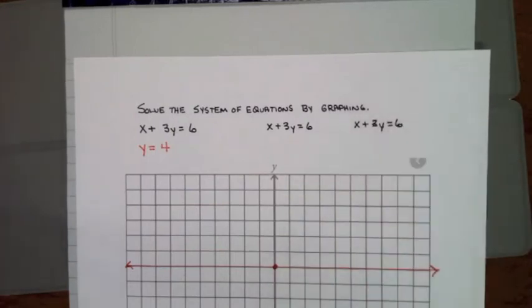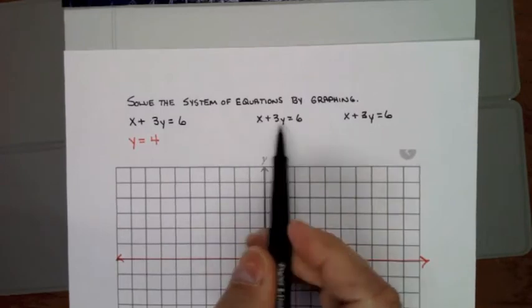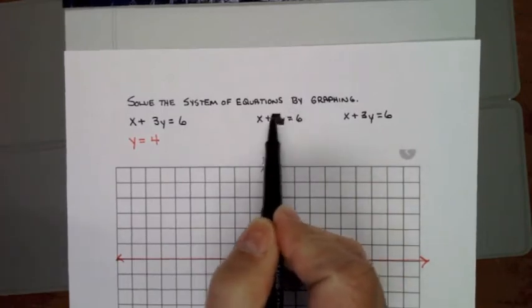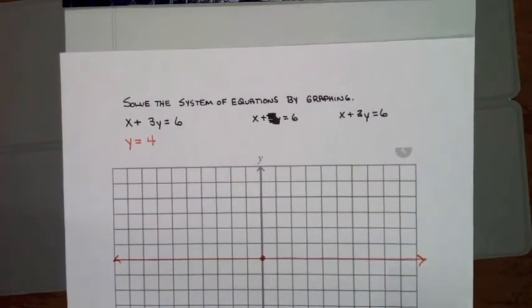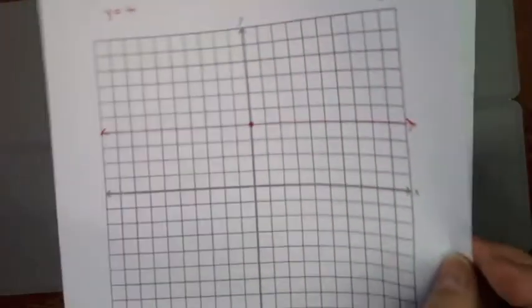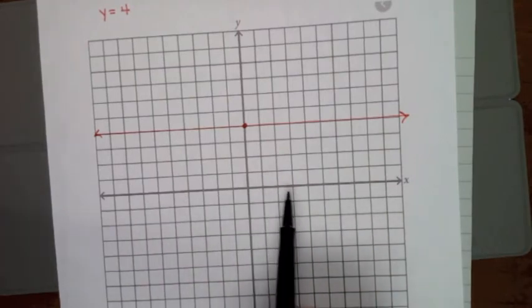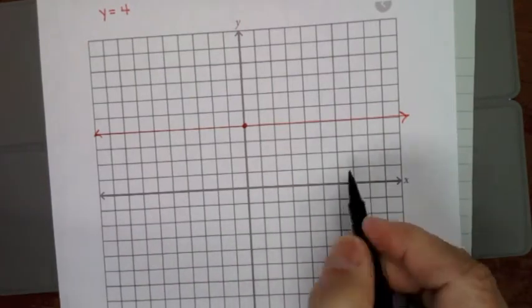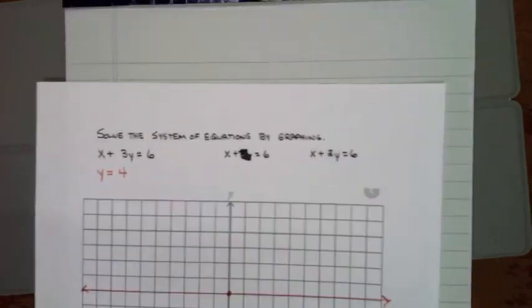I'm going to start by using the x-intercept. If I need to find the x-intercept, I don't need the y. And this tells me x is equal to 6. So that's where I put my first point on the x-axis. So 1, 2, 3, 4, 5, 6. There's my x-intercept for this black linear equation.